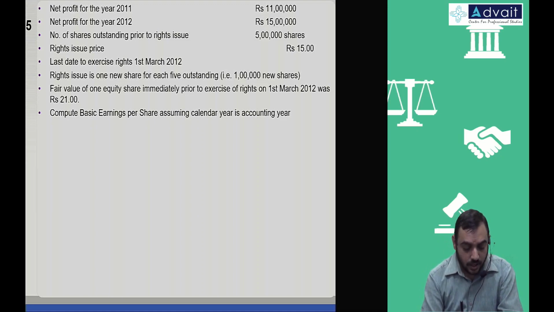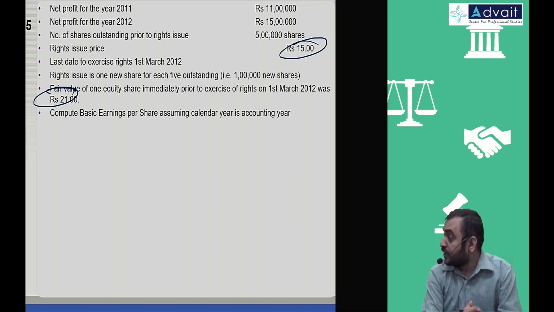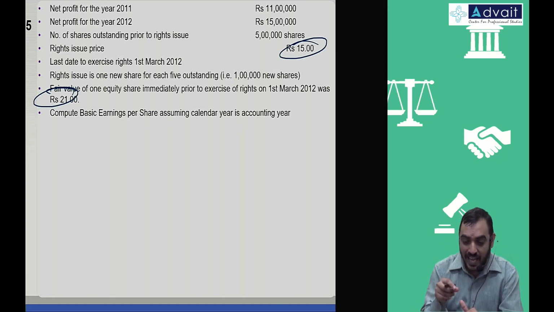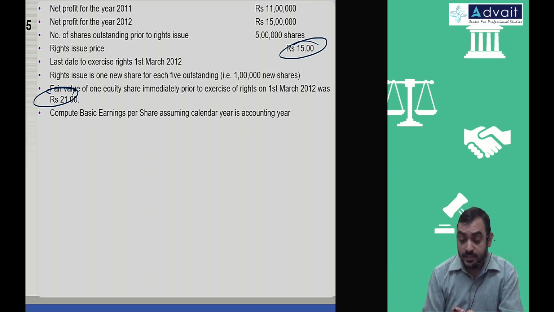Right shares are the shares offered to existing shareholders before they are offered to the public. And usually these right shares are issued at a concessional price below the fair value. So fair value in this case is 21 but issued at 15 rupees. So I have given them some discount. This discount has some bonus element if you compute the equivalent number of shares. And for that bonus element, you should consider it as if it was issued from the first day of the previous year itself, like the way we did for bonus shares.